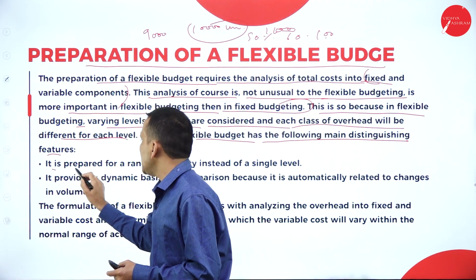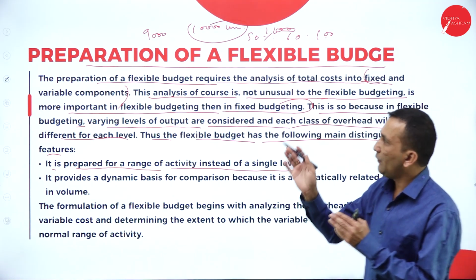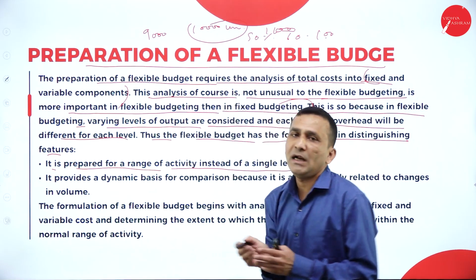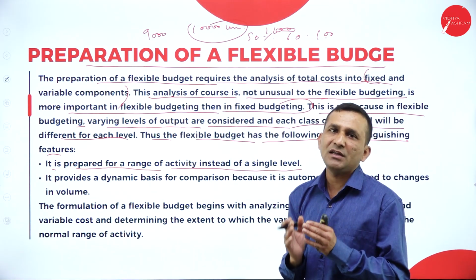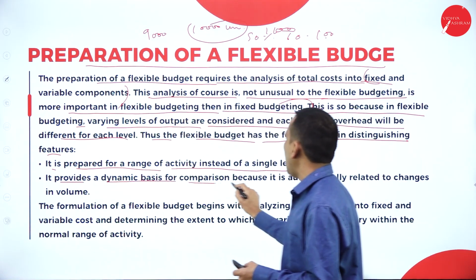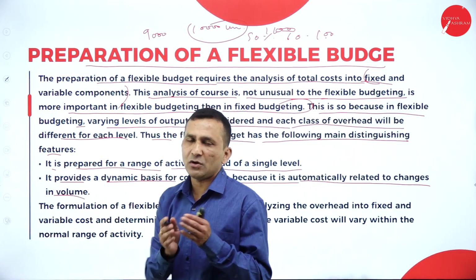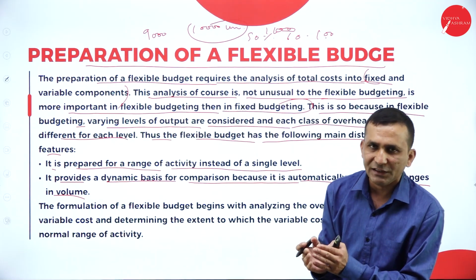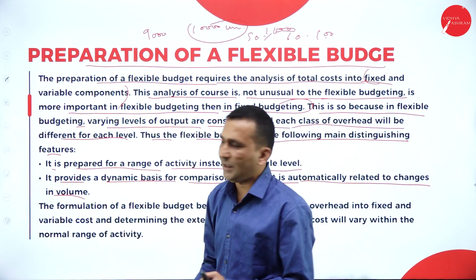First, it is prepared for a range of activity instead of a single level. We are not trying only one level; we are trying 9,000 capacity, 10,000 as well as 11,000, according to what the question asks. It provides a dynamic basis of comparison because it is automatically related to the change in value. If it is a low quantity, the value is compared to the next quantity, like 50% capacity, 60% capacity; the value varies here.